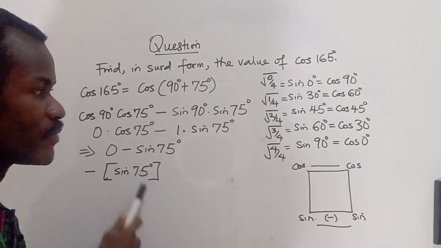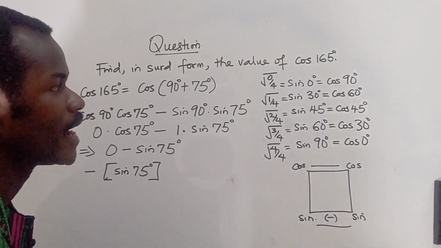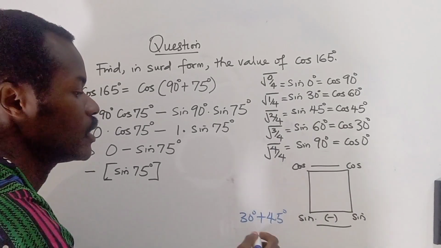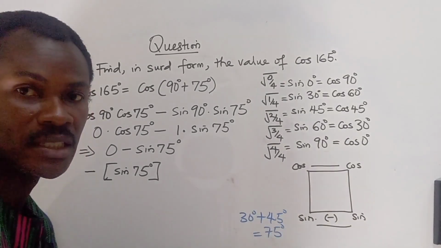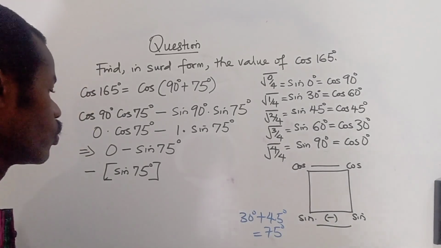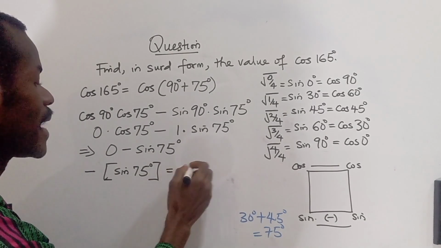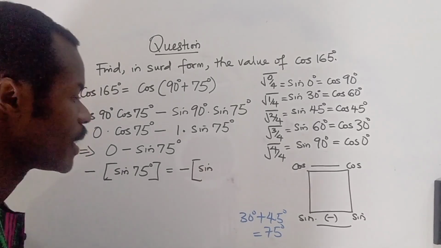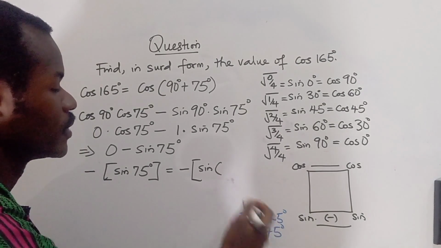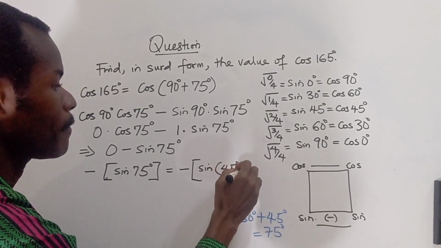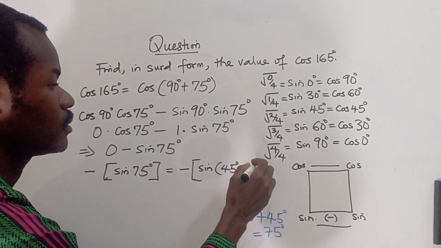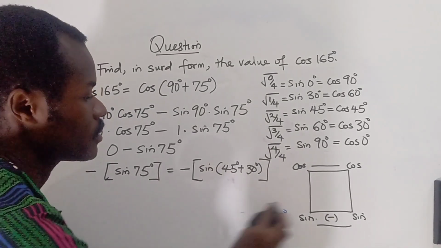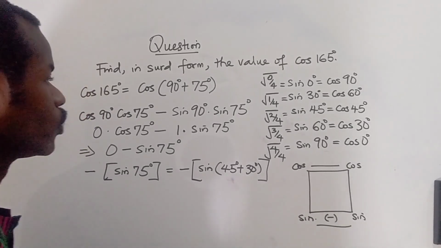Now, our 75 degrees, I think if we had 30 degrees plus what? 45 degrees, that will give us 75 degrees. All right. So it means we want to write this as minus in brackets, sine, using our compound angles, 45 degrees plus 30 degrees, which is equivalent to 75 degrees. All right.